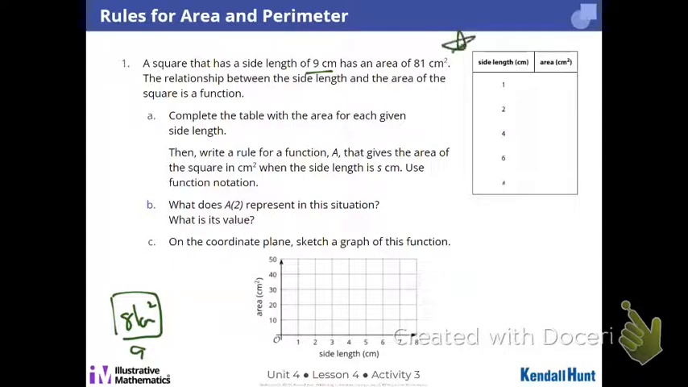You're going to complete the table. So if you have a side length 1, side length 2, what are the areas of those squares? Then you're going to write a rule for that function. And I'm going to challenge you to use function notation, right? So this is like a new thing.